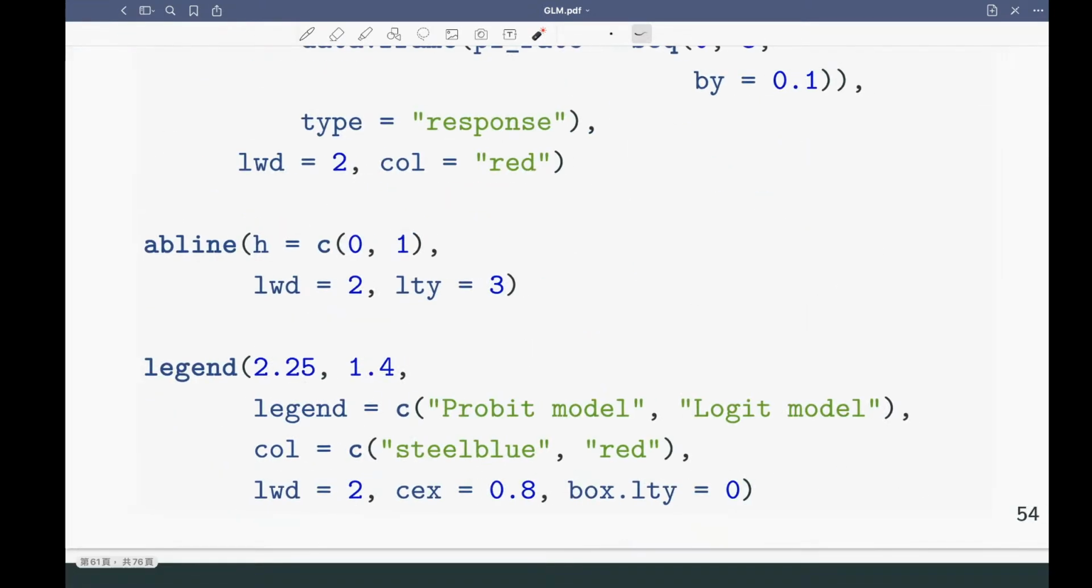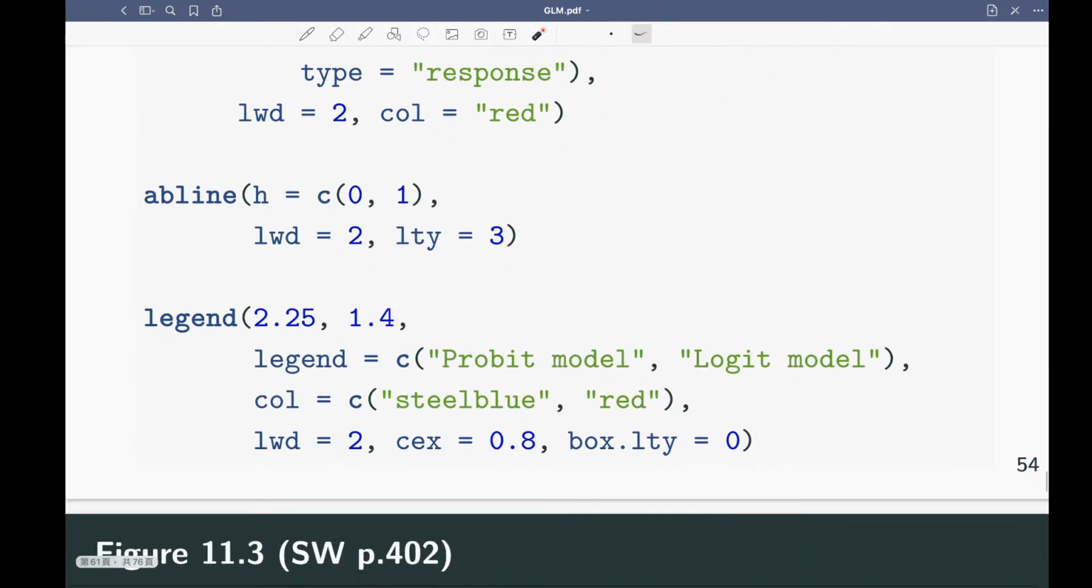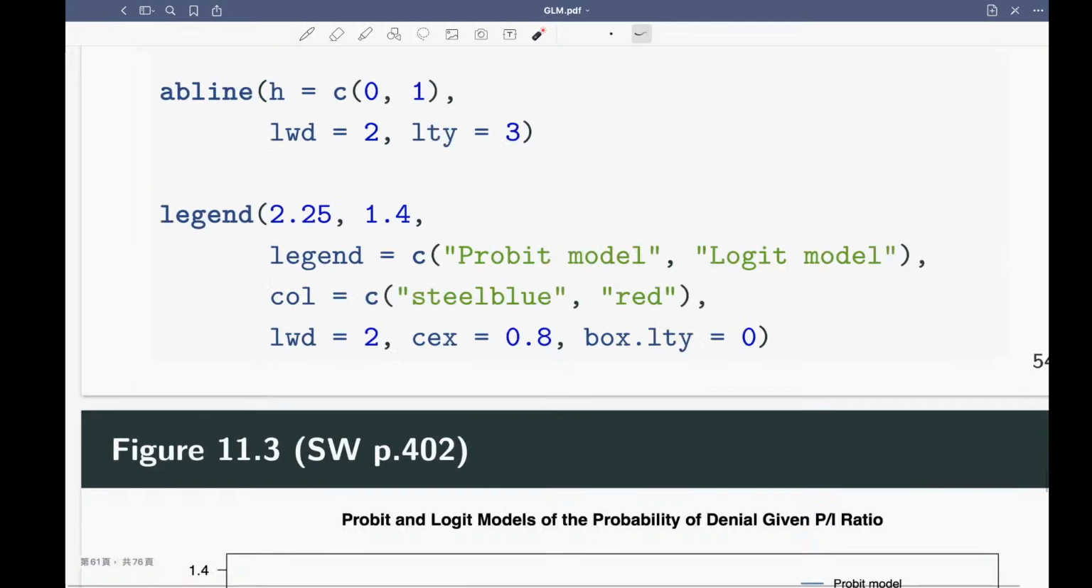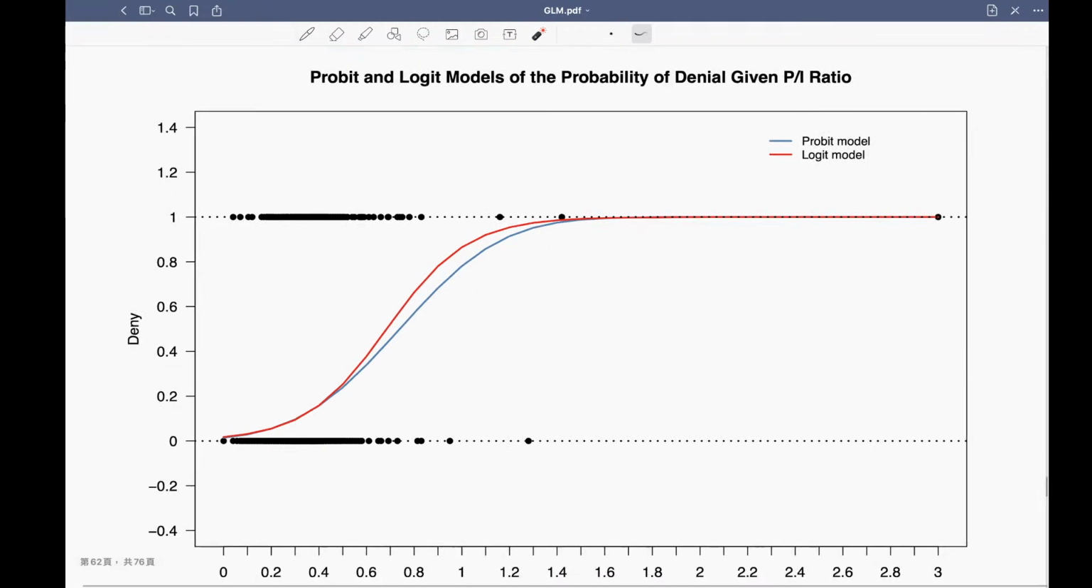And I want to draw the horizontal lines, so I use h equal to 0 and 1. I want to have a region, Probit model and Logit model. I use the blue line for the Probit model and a red line for the Logit model. Okay, so we can see this result here.